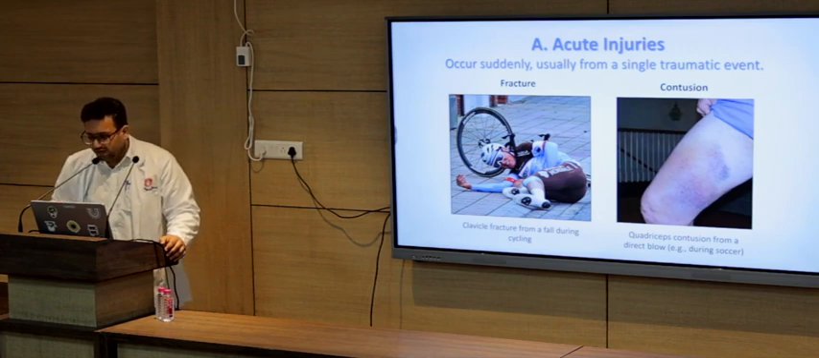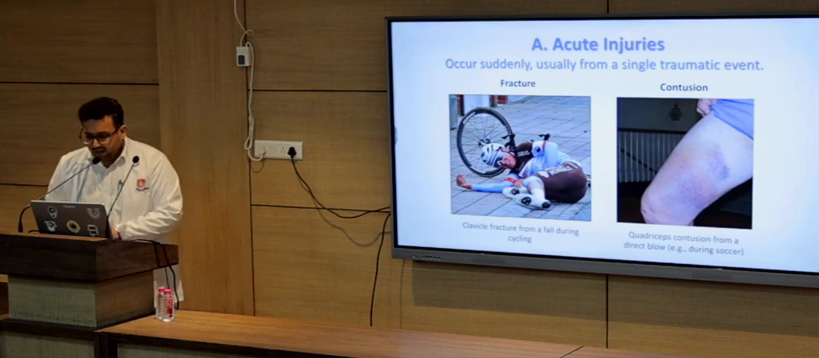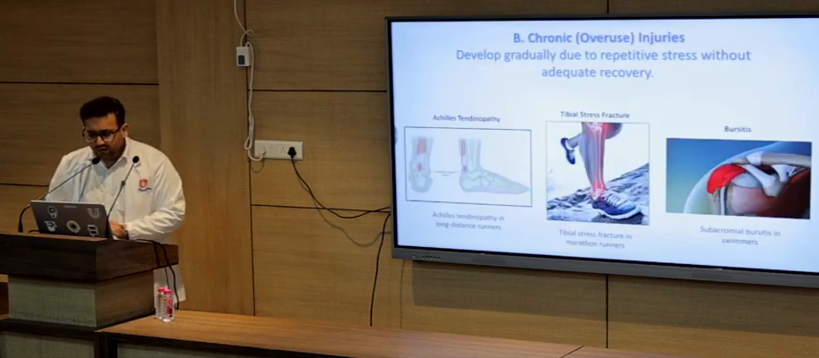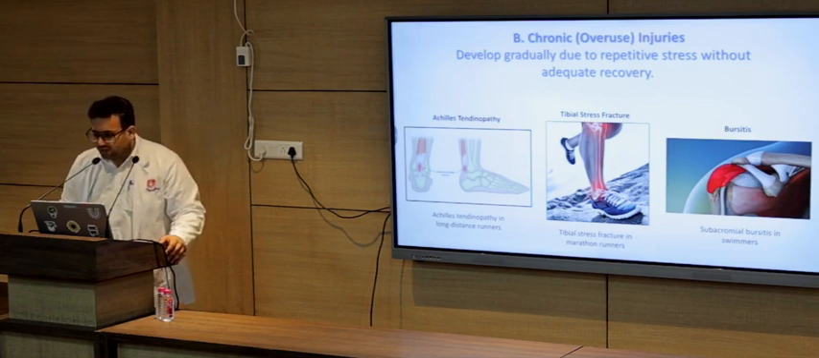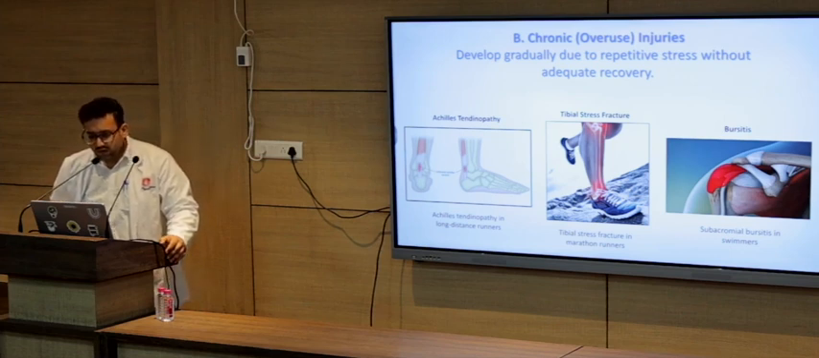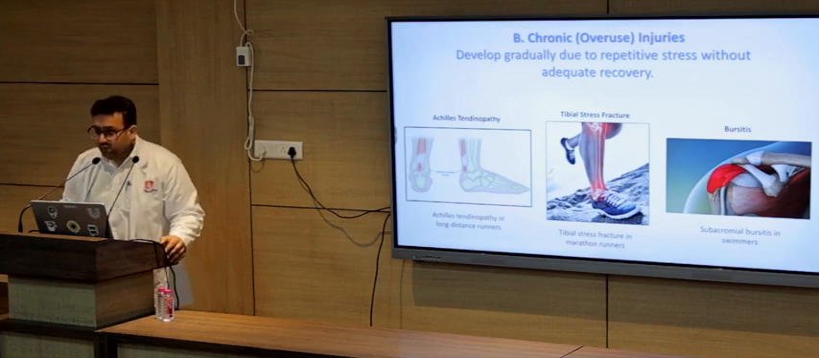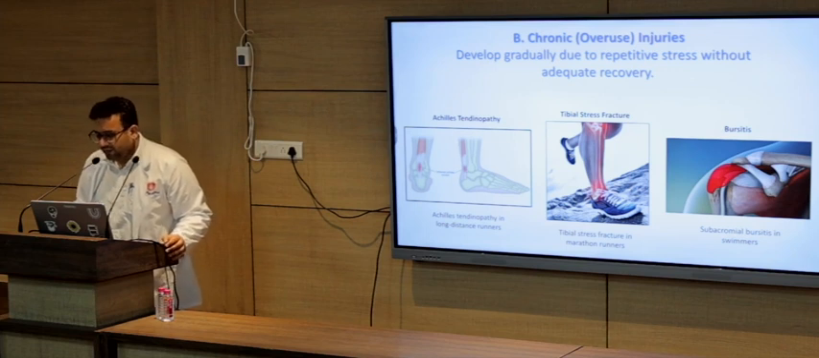A strong impact in front of the thigh can rupture small blood vessels, leading to bleeding within the muscle, swelling, and difficulty in moving the leg. Then we have chronic or overuse injuries, the example being Achilles tendinopathy, usually seen in long distance runners. This happens when the tendon at the back of the ankle is overused. Or we have tibial stress fractures, which shall be further elaborated by other presenters. Like in marathon runners, a tiny crack in the shin bone caused by repeated impact usually starts with mild pain and worsens over time, especially during the activity.